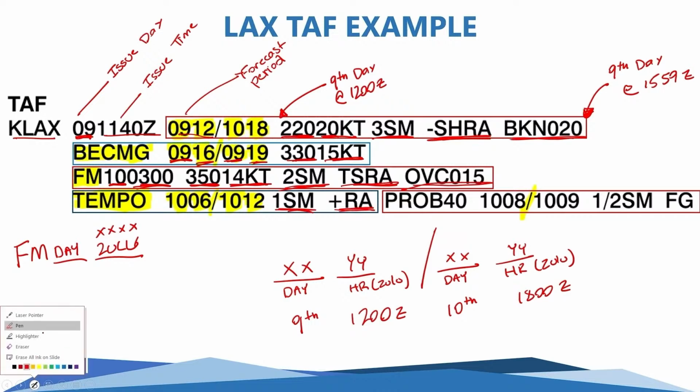Then we've got another modifier. And this modifier is telling us that there is a probability of something occurring. Okay. And the probability here is 40, or a 40% chance that from the 10th day at 0800 through the 10th day at 0900, we will get a half a statute mile of visibility and fog, right? Half a statute mile of visibility and fog. Right, everybody good with that as best they can for the moment? Or any questions?